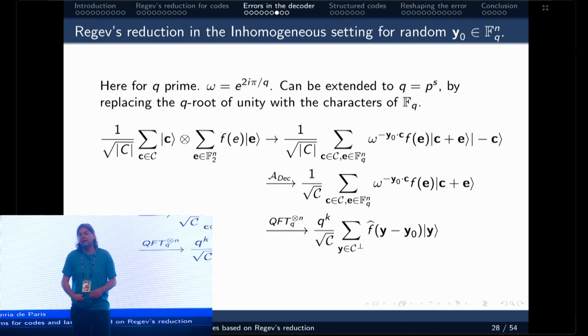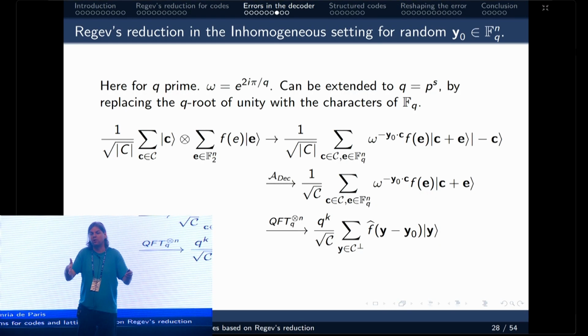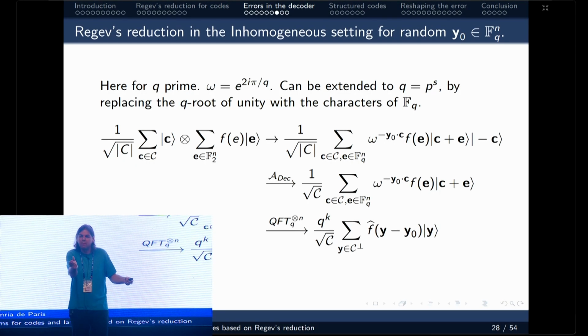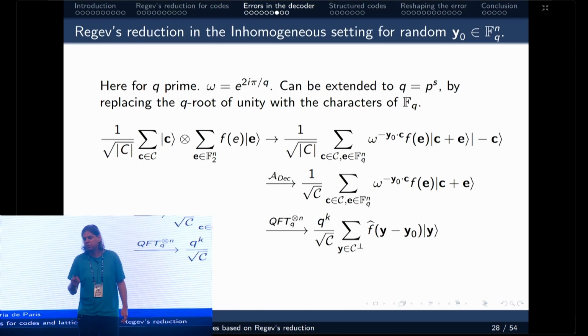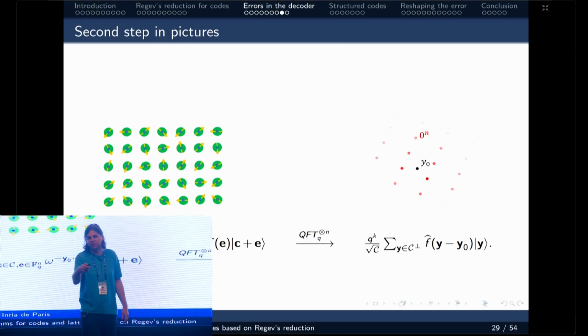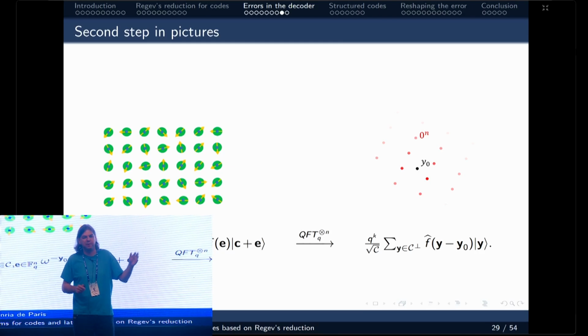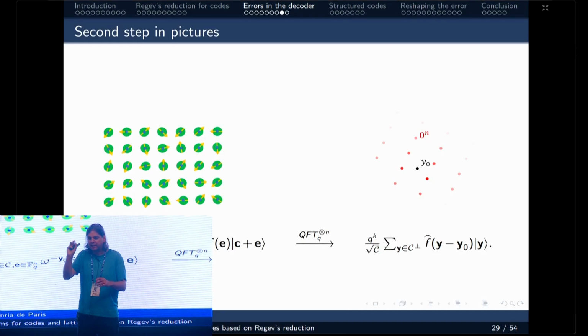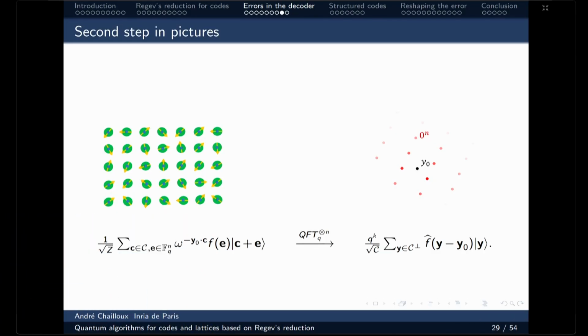What this means is that, if f hat is concentrated around small weight code words, then what you measure here is dual small weight words. Then the amplitude f hat of y minus y0 means that you'll measure a dual code word y which is close to y0. So you did the shift in such a way that we get exactly what we want. Also, just to see the second step, you can see it as the same picture as before, but we added these little complex phases on each of these balls, so it makes them a little bit different. And this allows you in the dual setting to have this concentration of weights in the dual code, but concentrated around this y0.